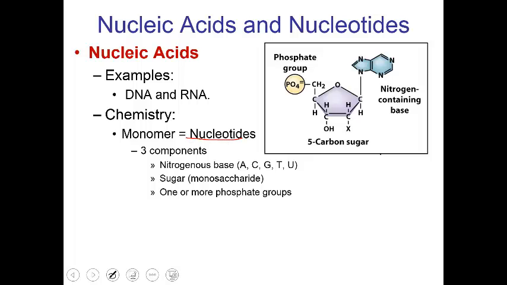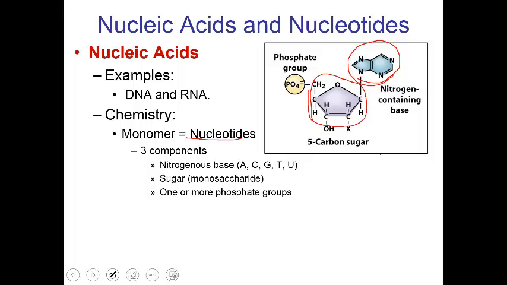Now, each nucleotide has a few different components. One, it has a nitrogenous base, and this varies from nucleotide to nucleotide. This is what differs from one nucleotide to the other. This blue molecule right here in the red circle is the nitrogenous base. Nitrogenous bases are of 5 types, and I will talk about this in just a little bit. In the center, or the core, of a nucleotide is a sugar, which is usually a monosaccharide.